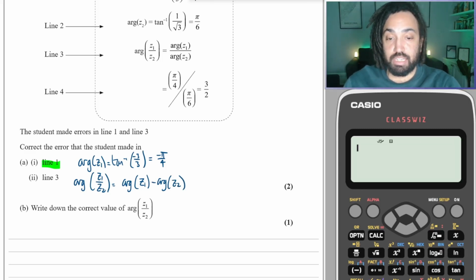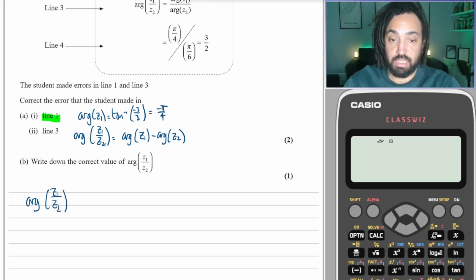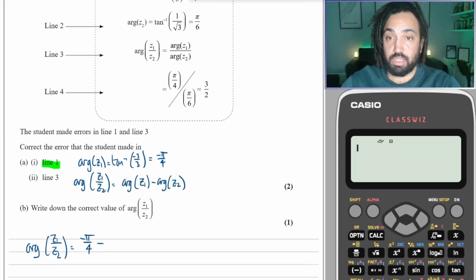Okay, great. So write down the correct value of the argument of Z1 over Z2. So we need to subtract the two arguments, like we just said. So the argument of Z1 over Z2 is equal to the argument of Z1, which we now know is minus pi over 4, minus the argument of Z2, which we're told, they worked it out for us correctly, pi over 6.